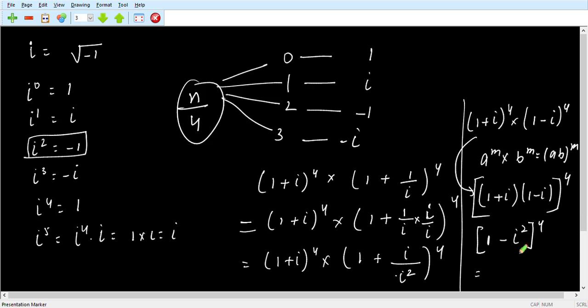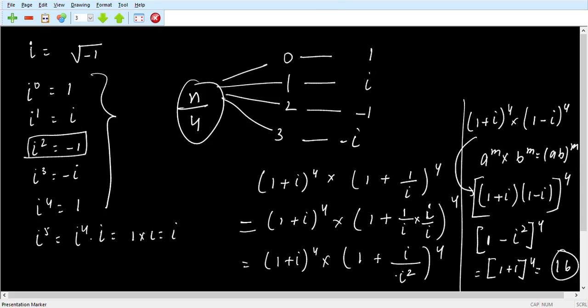So iota to the power 2 gives minus 1, and minus of minus 1 becomes 1. So this will give me (1 plus 1) to the power 4, that is 2 to the power 4. The value will be 16. So we can evaluate such problems in this way, and it is very interesting if you know the values of iota to the power 0 to iota to the power 4, and you can easily deduce these values on your own.